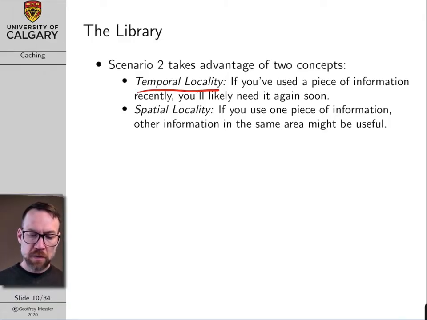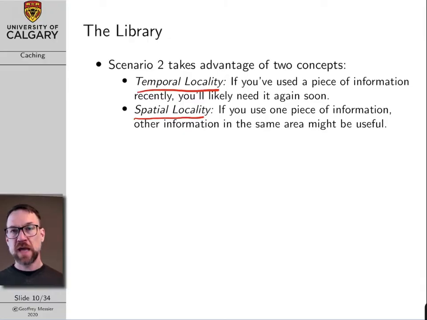The other concept that scenario 2 takes advantage of is something known as spatial locality. Spatial locality refers to the notion that if you use one piece of information, the other information that's in the same area may be useful to you as well.